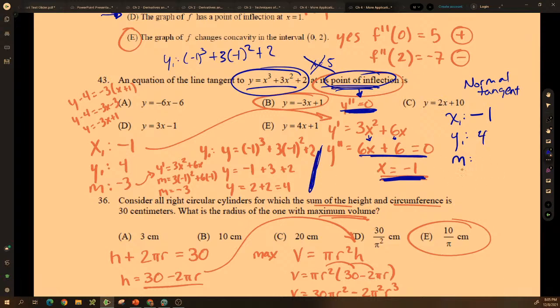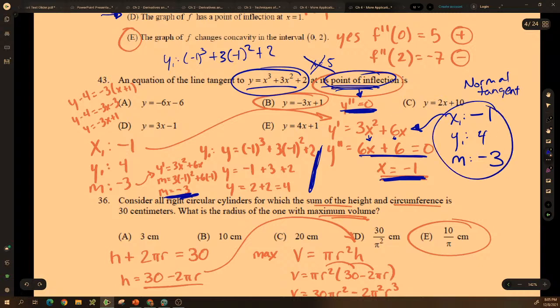And then to get m, just like any other time, we plug in negative 1 into the derivative. Well, 3 times negative 1 squared plus 6 times negative 1, I did that right here, gives negative 3. Now that I have all three of these, now I can do a y minus y1 equals m times x minus x1. I did that up here. And it is in mx plus b form. All the choices a, b, c, d are in mx plus b form. So I just distribute that. Y minus 4 is negative 3x minus 3. Add the 4 over, and it matches up with b.